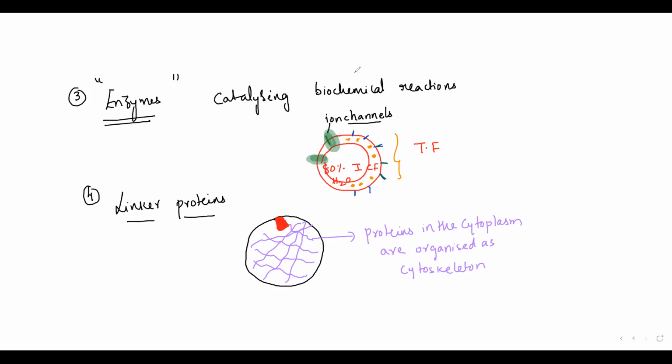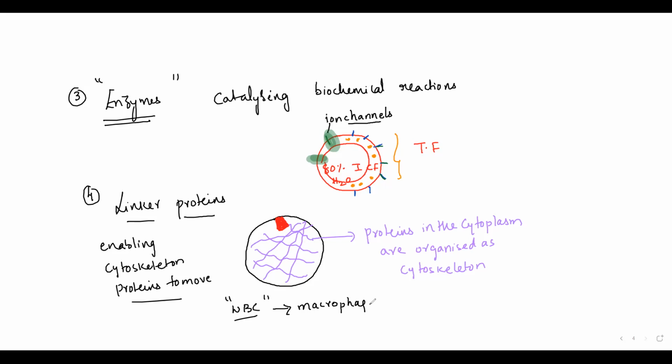So now what happens is these linker proteins are enabling the cytoskeleton proteins to move. So what is this going to help in? For example, if you have seen the case of WBCs, they perform diapedesis, right? And many of the WBCs like macrophages are going to produce pseudopodia and they are going to engulf the foreign bacteria as well as the dead cell bodies, right?